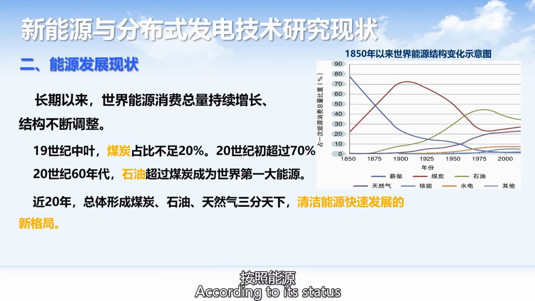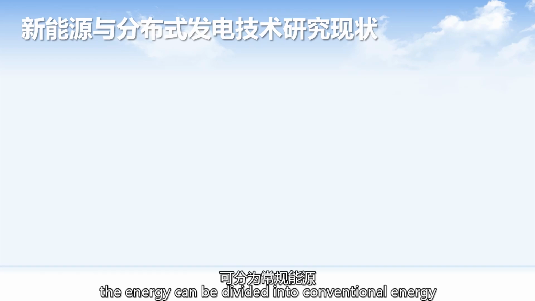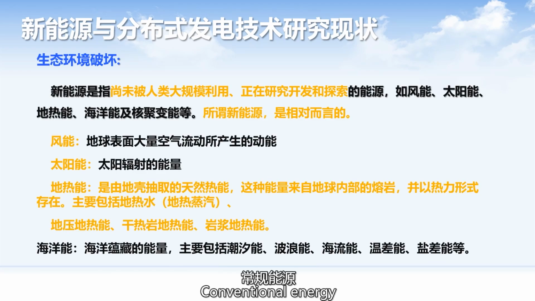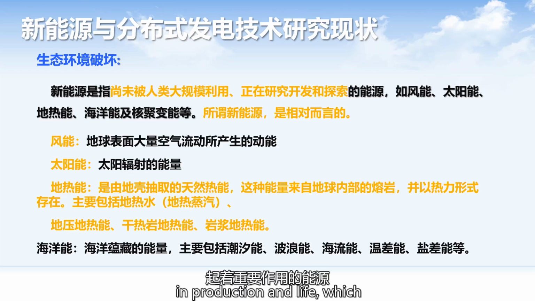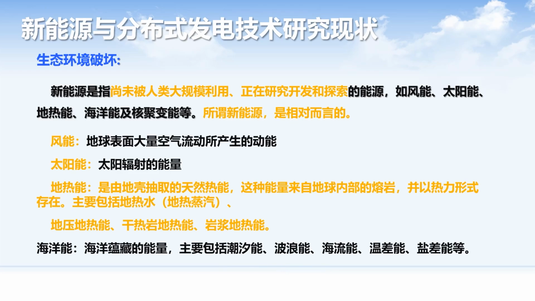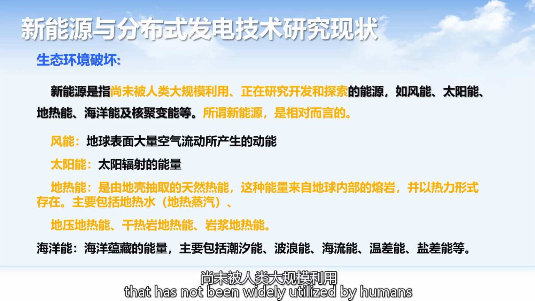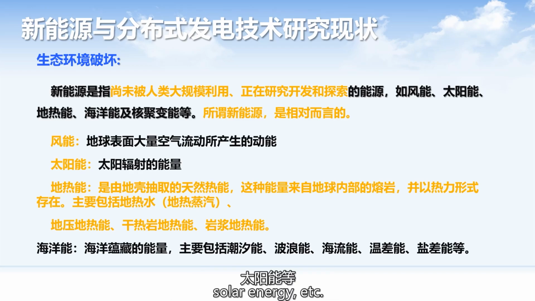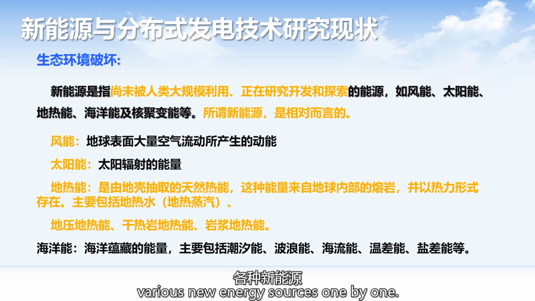According to its status in social and economic life, energy can be divided into conventional energy and new energy. Conventional energy is the widely used and technologically mature energy that plays an important role in production and life, mainly coal, oil, natural gas, etc. New energy refers to energy that has not been widely utilized by humans and is being researched and developed, such as wind energy, solar energy, etc. Next, let's learn various new energy sources one by one.